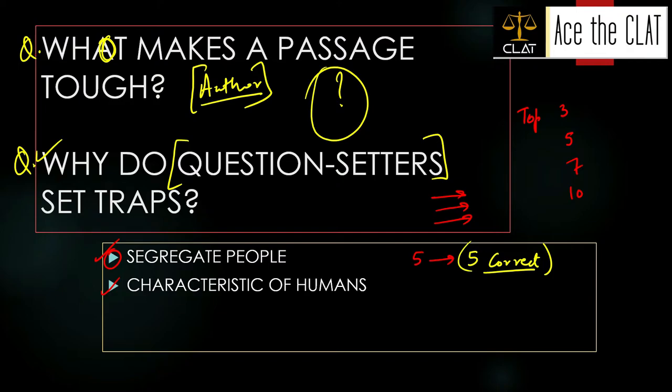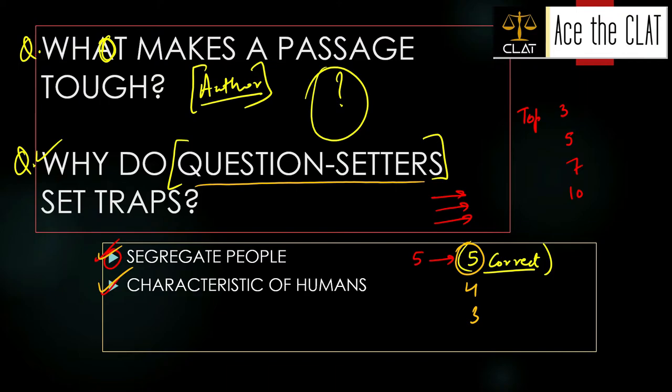Think about the question setter of competitive examinations who has to, you know, sort of make people do mistakes. That is why, all I'm saying is that is why they set traps. All right, that is the characteristic of humans. If you get 4 correct, that is good. You get 3 correct, that is awesome. But if you get 5 correct, all right, and that is why you must have seen that in every passage there is one question that gives a problem, or maybe 2, right? So these are pretty much the primary reasons that compel question setters to set traps for the aspirants.